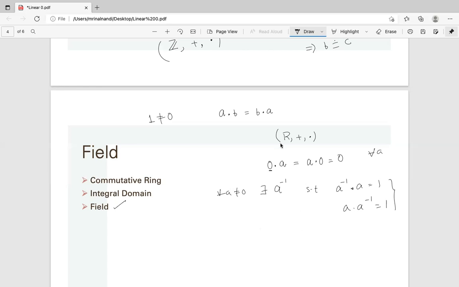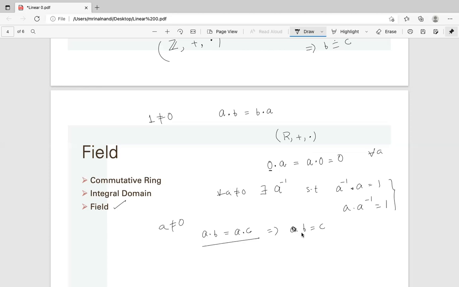So a field means R plus is a commutative group, and R dot is very close to a commutative group, with just one exception. And there is a distributive property, obviously. Now, if it is a field, then you can have the cancellation law. For A not equal to 0, you can cancel by multiplying by A inverse.